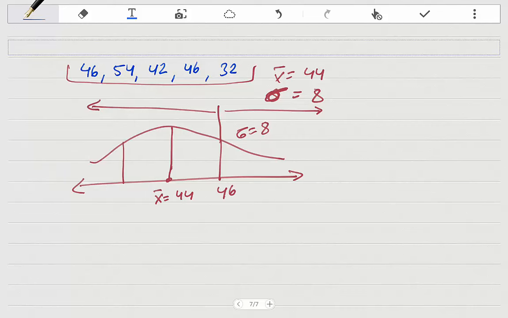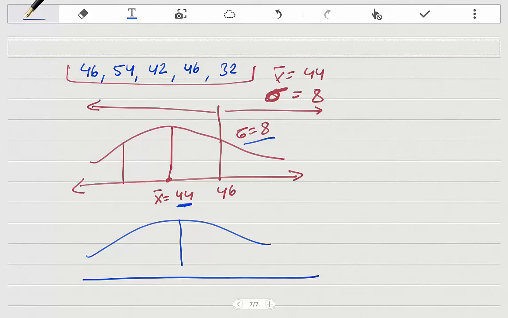As I said, we don't have a table for a mean of 44 and a standard deviation of 8. I mean, that will take way too many tables. The way we have defined Z is, suppose there is another hypothetical normal distribution, call it standard normal. The property of standard normal is it has a mean of 0 and a standard deviation of 1.